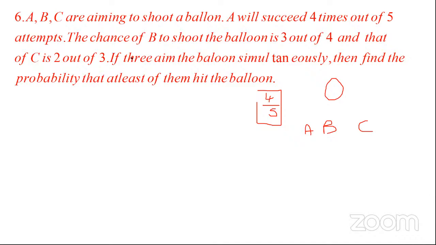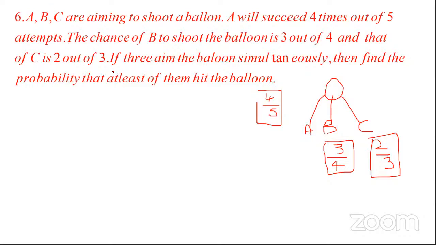The chance of B shooting the balloon is 3 out of 4. So out of 4 total cases, this is favorable cases, 3 by 4. Next, C is 2 out of 3. C is 2 by 3, so favorable cases by total cases.